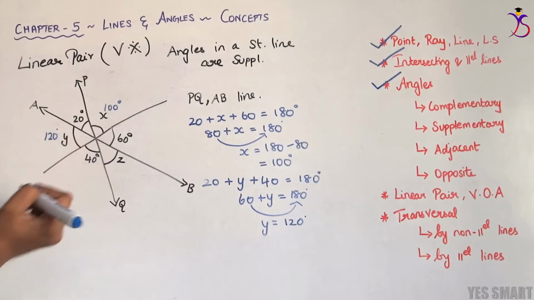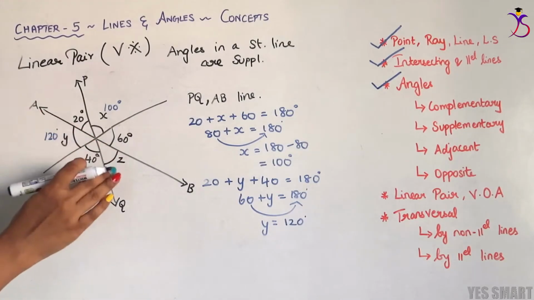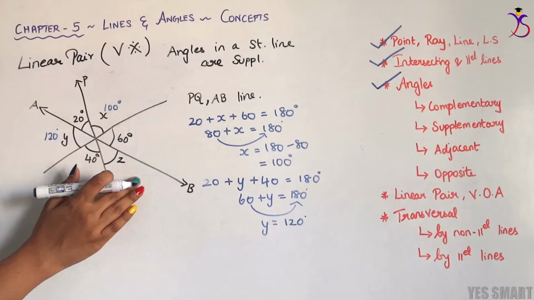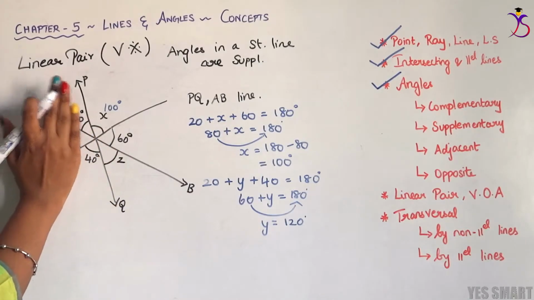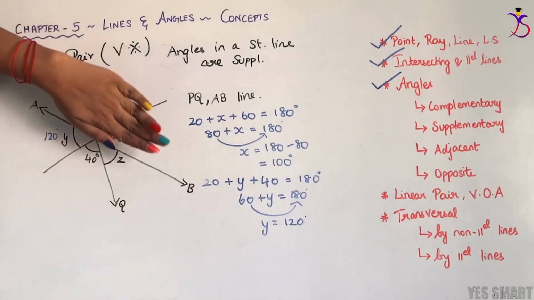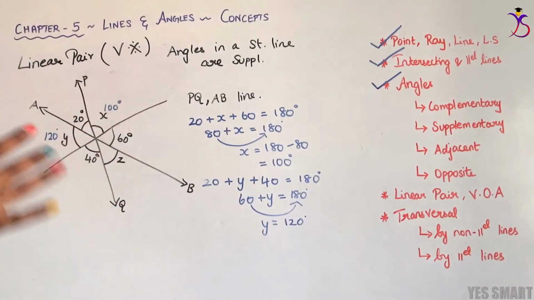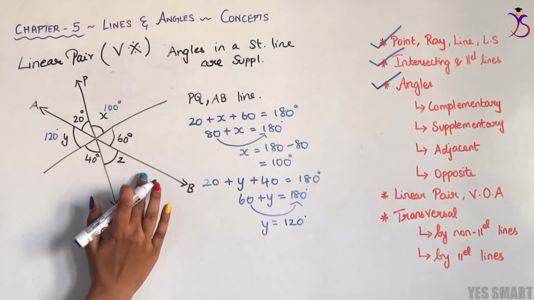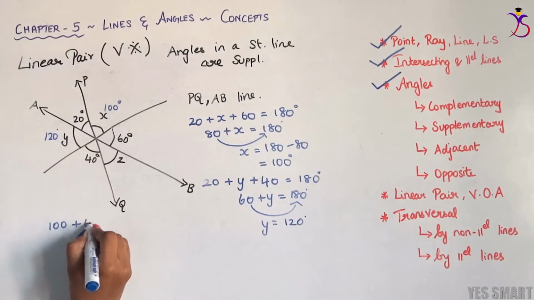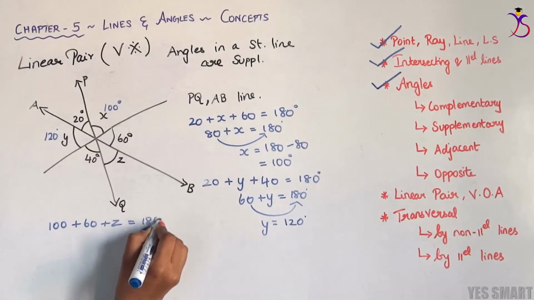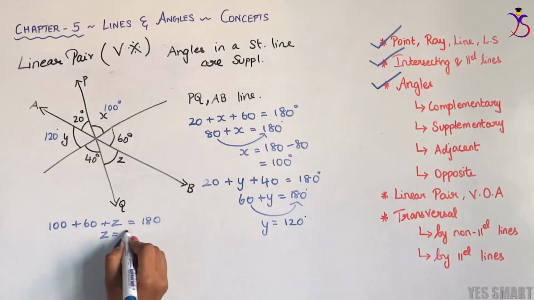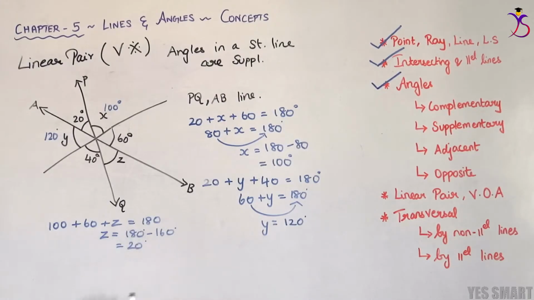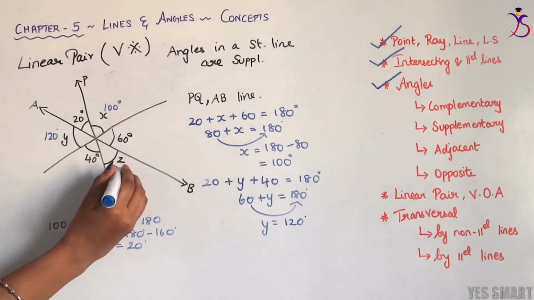Now in order to calculate angle Z, we have multiple ways to do it. We can consider AB as a line or PQ as a line. So let's consider the line PQ. The sum of the angles formed on the right-hand side of the line PQ gives us 180 degrees, because angles formed on the straight line PQ are supplementary. So 100 plus 60 plus Z gives us 180. 100 plus 60 is 160. When it is transposed, it becomes minus 160. Therefore, Z equals 180 minus 160, which is equal to 20.